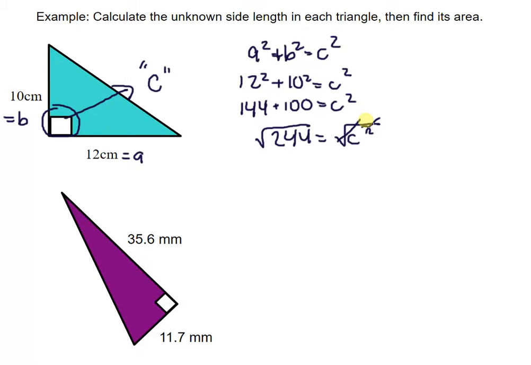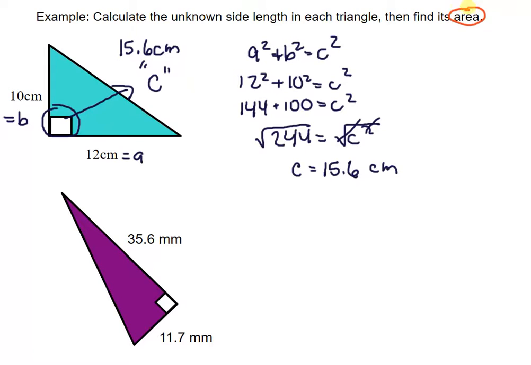So root 244, I get 15.6. We'll round just to one decimal. Let's say centimeters. Okay, so this side here is going to be 15.6 centimeters.